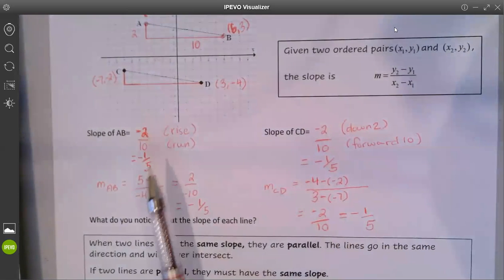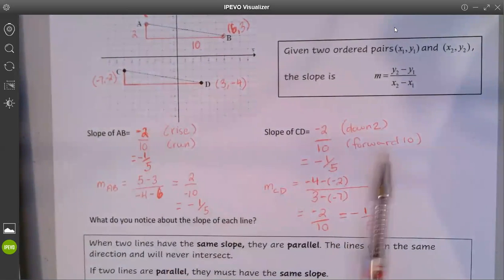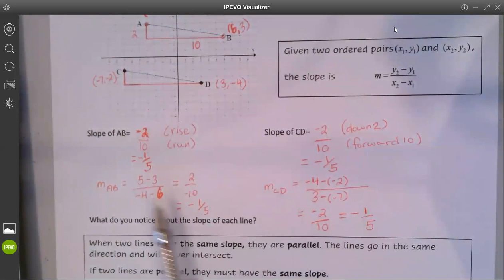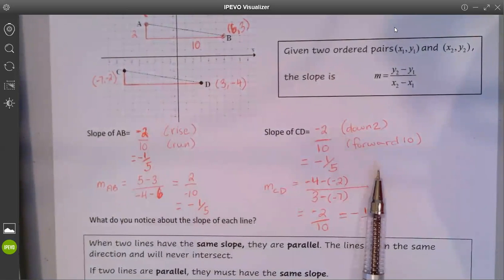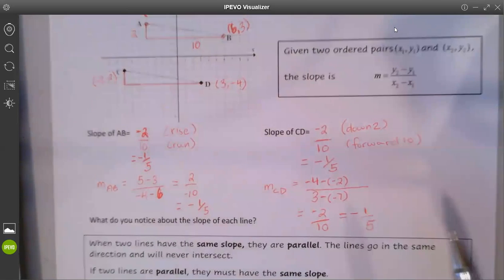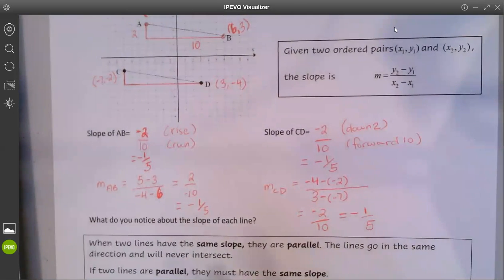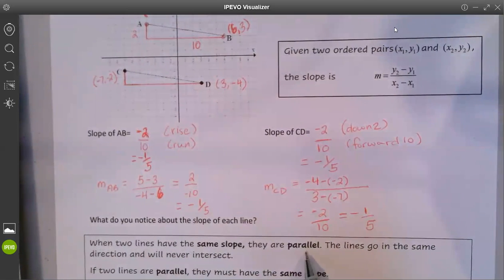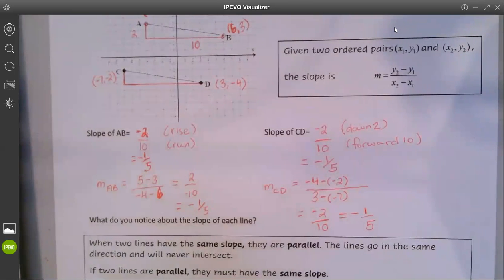So whether we use the rise over run formula or we use the formula for ordered pairs, in each case we find that the slope of line segment AB and line segment CD is equal to negative 1 over 5. The slopes are the same. When two lines have the same slope, they are parallel. The lines will go in the same direction and they will never intersect. Conversely, if two lines are parallel, then we know they must have the same slope.